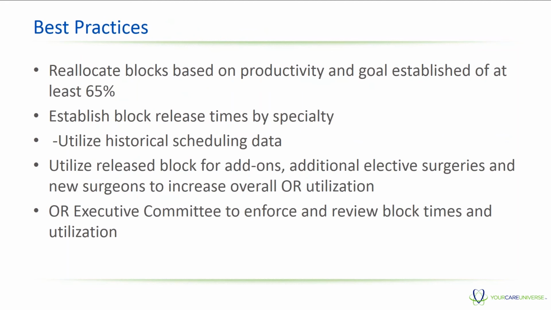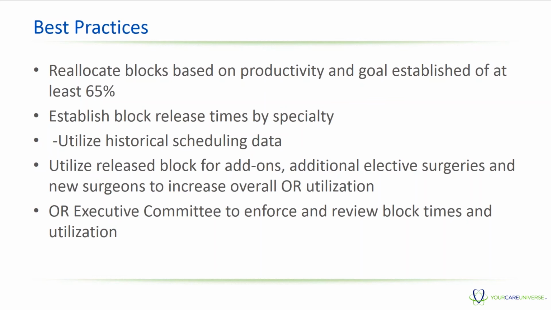And so the best practice that I have found is really to reallocate blocks based on productivity and a goal of at least 65%. And what you're going to do is look at your current data, and that number will be driving that. So if your rate is typically 50% of your blocks being used, then you may have to drop it down lower. But that's typically the percentage that I like to see it at, 65%.